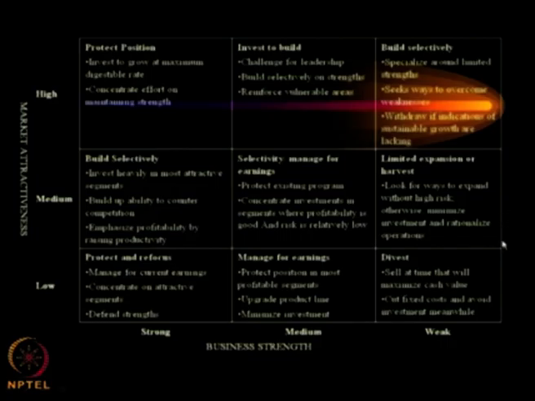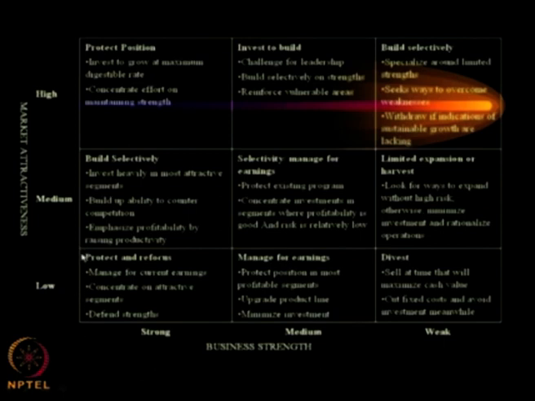Suppose you are not sure about the risk involved, what should you do? Minimize the investment and rationalize the operations. So, this is the way you can go about in these 3 cells, that is where your market attractiveness is medium and your business strength is going from strong to weak. Now, come to the bottom of this screen. Your business strength again goes from strong to weak, but the market attractiveness is low.